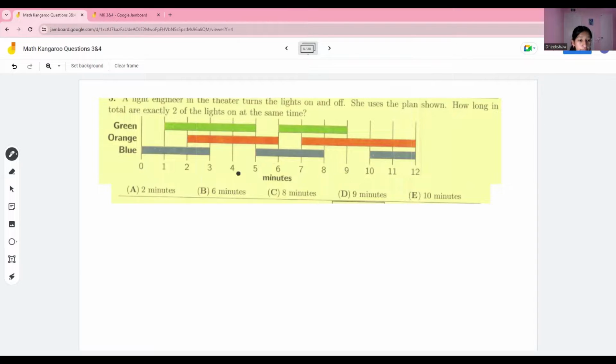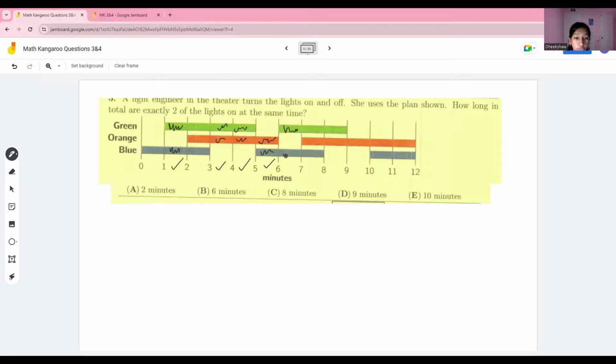Like for example, the time between 0 minutes and 1 minute does not work because only 1 light is on. But between minutes 1 and 2 does work because there is the green light and the blue light on at the same time. Those are 2 lights on at the same time. Between minutes 2 and 3, it does not work because there are 3 lights on at the same time. 3 and 4 works, 2 lights on at the same time. 4 and 5 works because once again, 2 lights on at the same time. 5 and 6 also work because 2 lights are on at the same time, orange and blue.